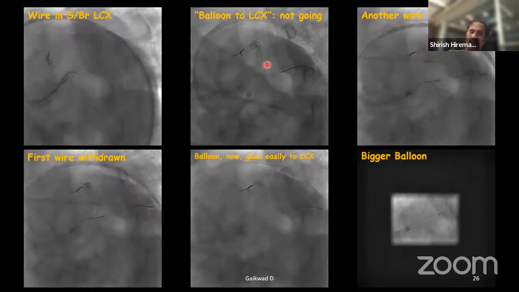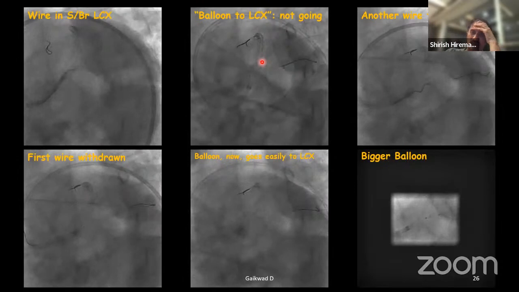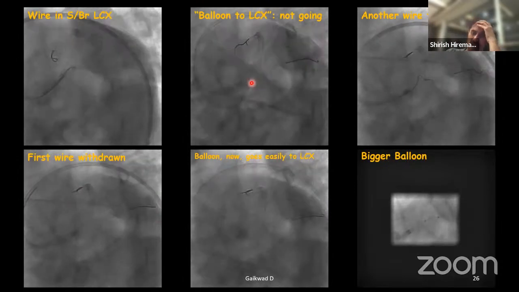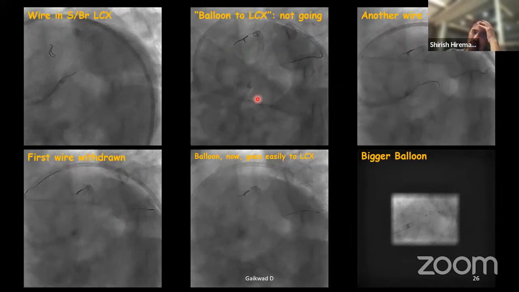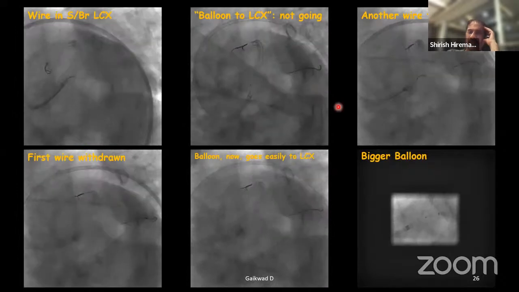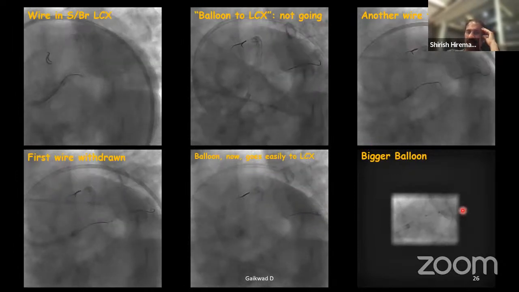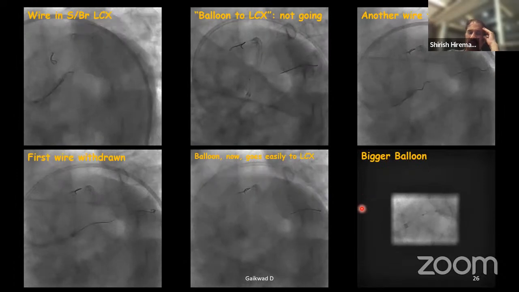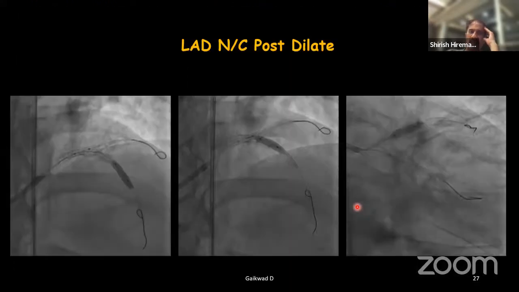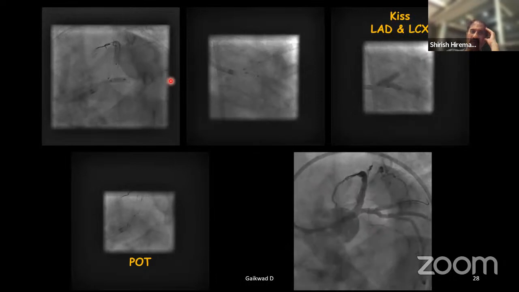Here we had some difficulty. The non-compliant balloon was not going easily. So we put another wire, and over that we did the non-compliant balloon dilatation. This is how a small balloon and a bigger diameter balloon, and then finally a kiss between LAD and the circumflex balloon. So this is a kiss between LAD and LCX.